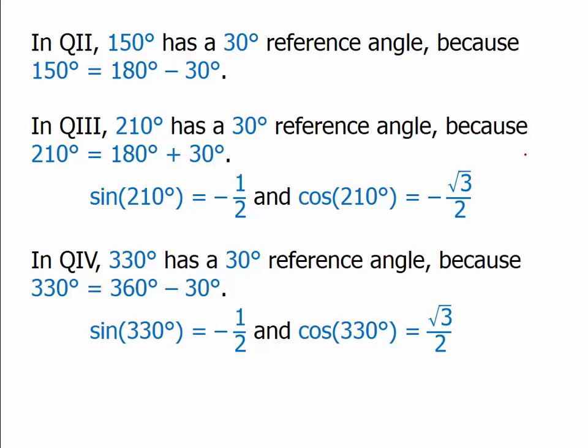And so notice that we get to recycle the SOHCAHTOA values in the first quadrant. We get to recycle those in each quadrant just by flipping around the positive and negative signs. That's the beauty of reference angle.